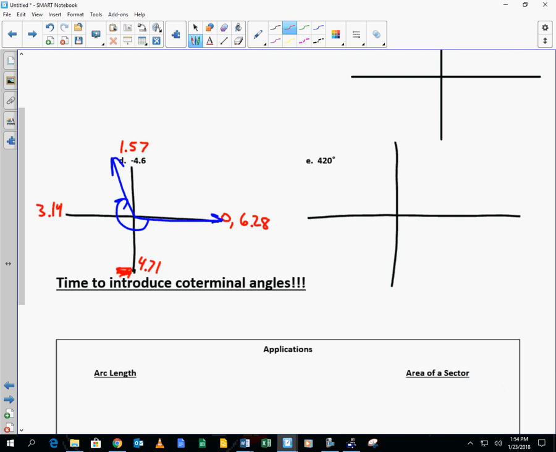Here we go. All right, so 420 degrees, which I will change in the problem next year. So we'll go like 450 or 480 or whatever. Okay, so I got 420 degrees. How is that different from all the other ones we've done? It's more. How much more than 360 is it?